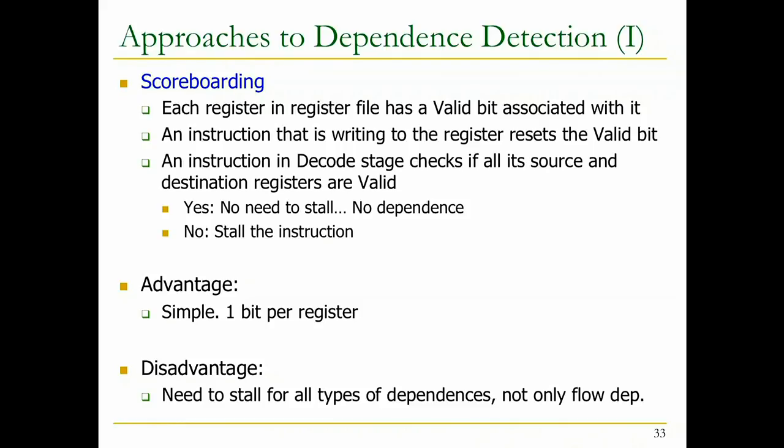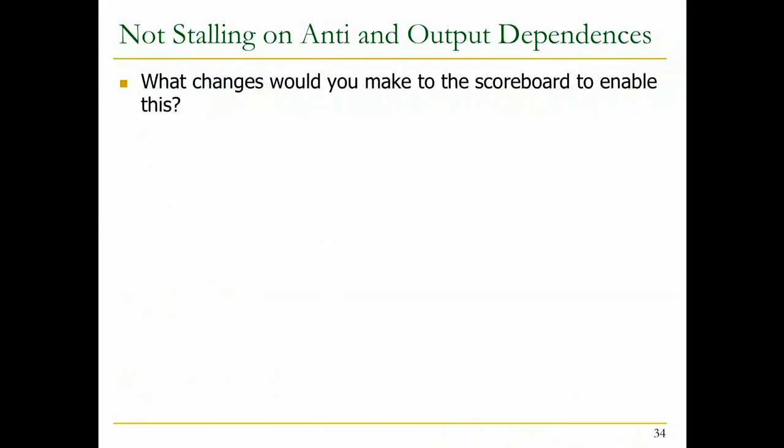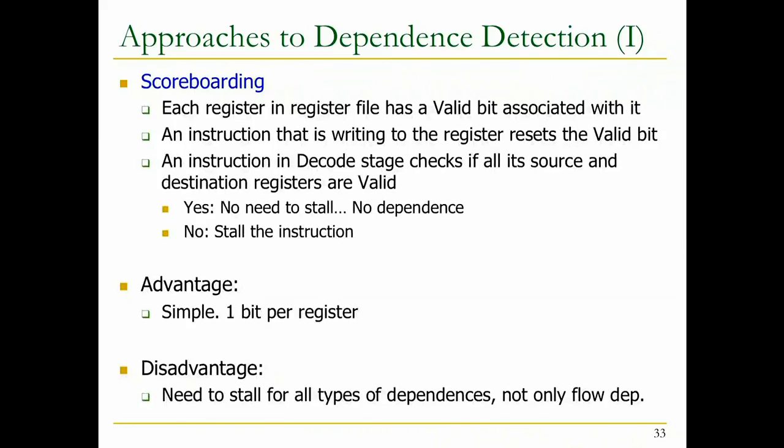So if you design a pipeline processor, you will figure this out. Okay, basically, I've just given you the answer to that question. What changes would you make to the scoreboard to enable not stalling on anti-output dependencies? Was that clear? Maybe you can think about it on your own a little bit. But basically, if you have a single valid bit, it prevents the progress of all instructions, all dependencies.